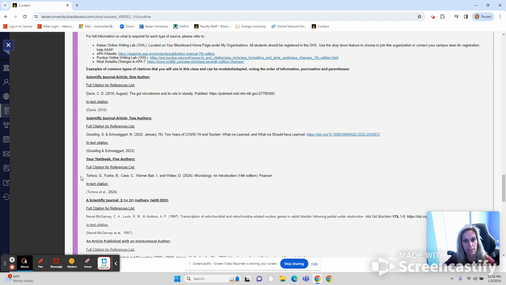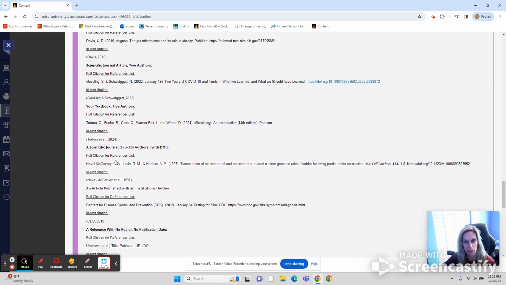Your textbook with five authors. First thing in the references list is listing all of the authors' names. Again, last name first, comma, first initial, period, middle initial, period, if they have a middle name. Second, the publication date in parentheses, year, comma, month, day. Third is the title, so this would be the title of your textbook. And fourth, lastly, would be the source. Now the in-text citation with five authors, you would write first author's last name, et al., period, comma, publication year, all in parentheses, and that goes within your post.